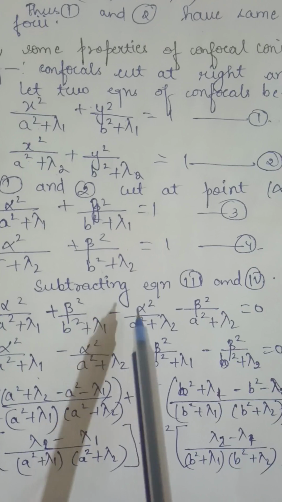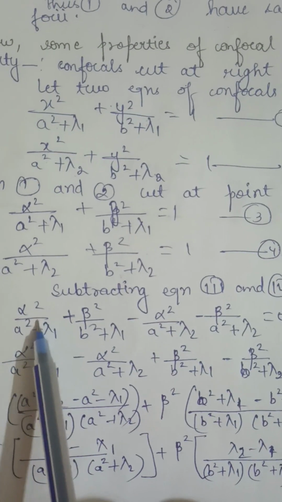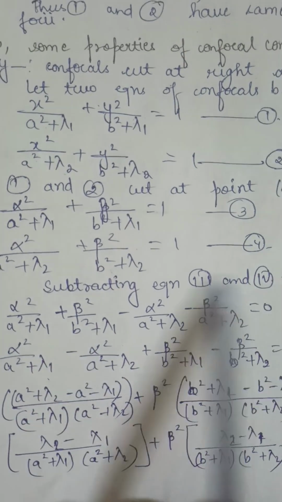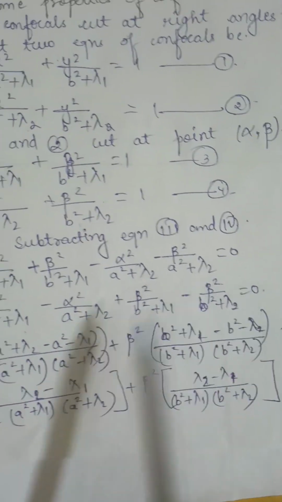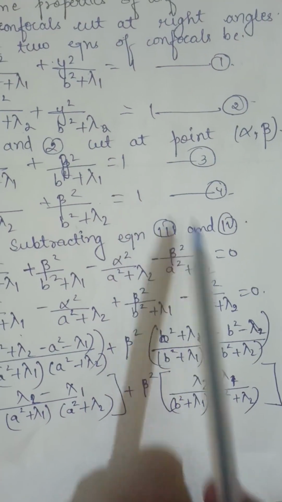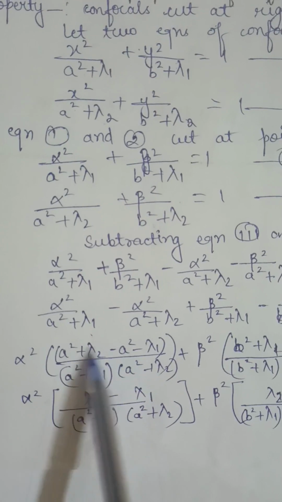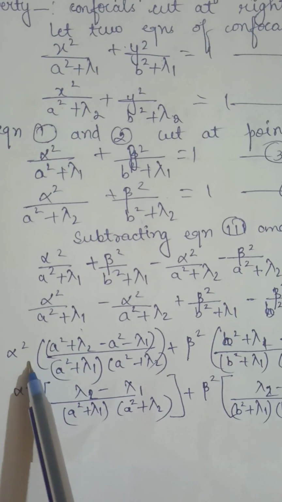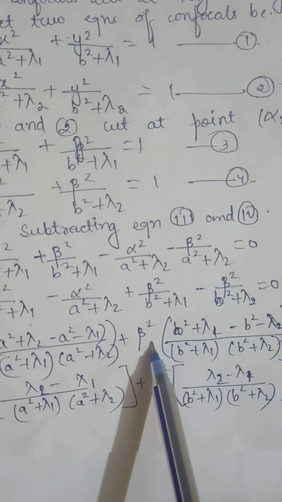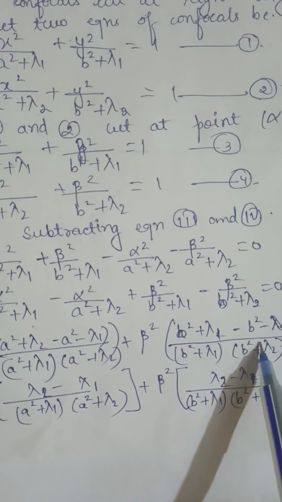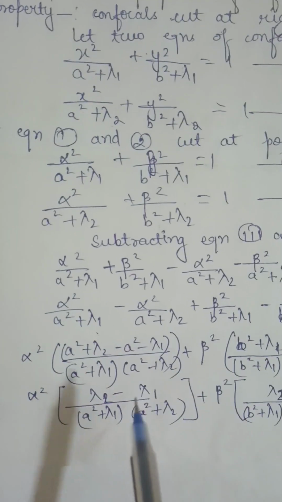We would subtract these equations. Subtracting equations 3 and 4, we would obtain alpha square upon a square plus lambda 1, and we subtract this entire thing. Now here we have subtracted it. 1 minus 1 would become 0. From here alpha square would become common. We would take an LCM here. Alpha square would be common, then we would subtract it. Similarly beta square would be common here, and then we would take the LCM of b square plus lambda 1 and b square plus lambda 2.